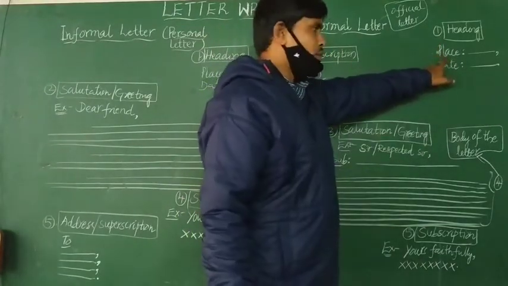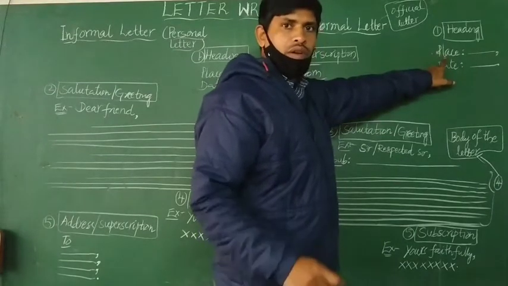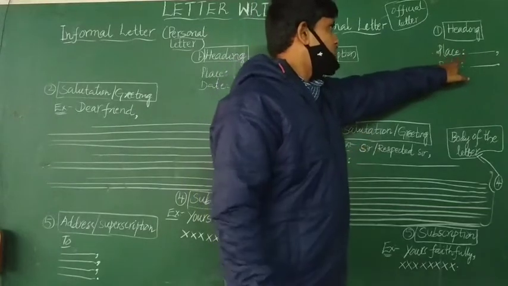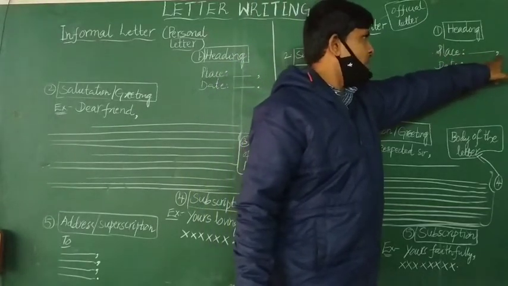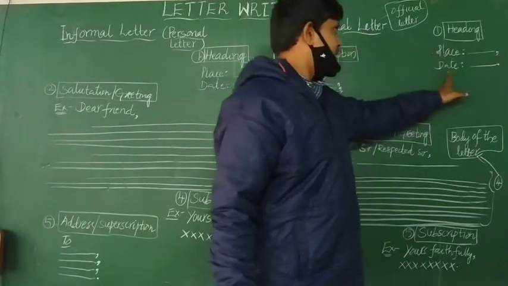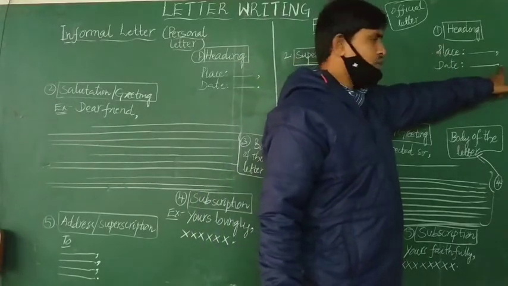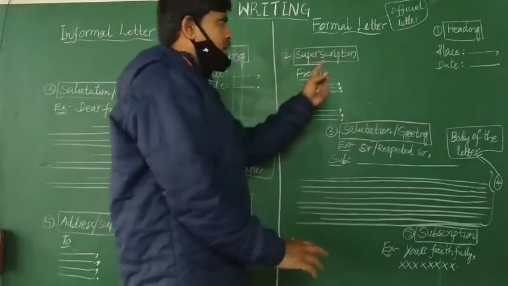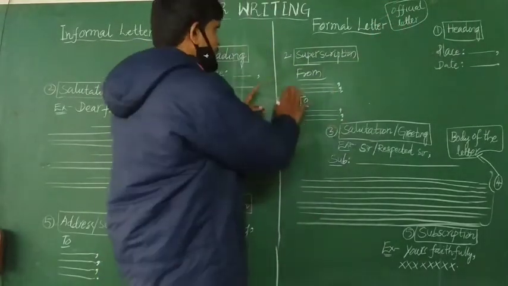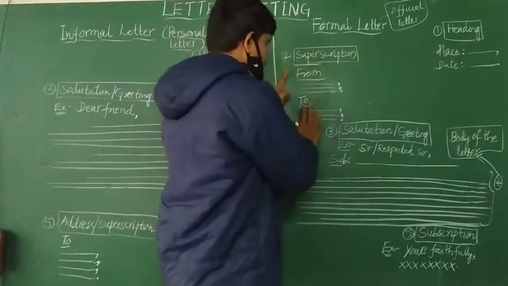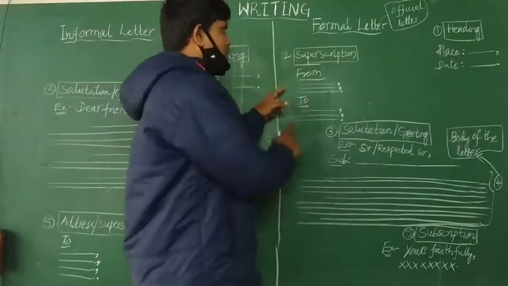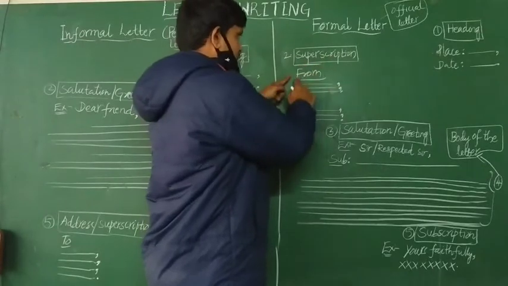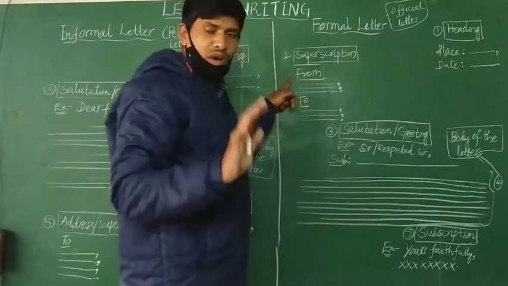Heading is important. It means from wherever you are writing, you have to mention the place here. After the place we have to keep a comma. Next, the date. After the date we have to keep a full stop. Understand? Heading is common in the informal and the formal letter. Next, superscription. Here first we have to write the from address.